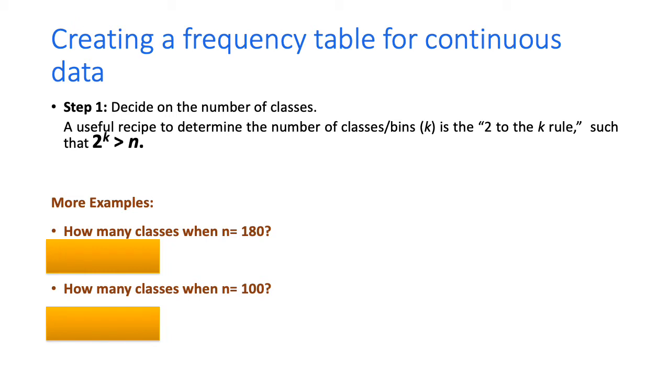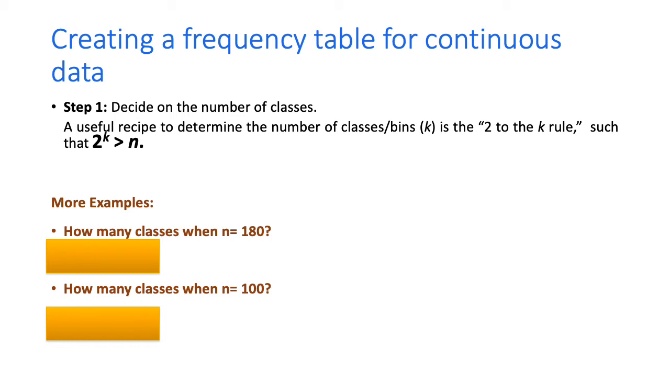So a useful recipe to determine the number of classes or bins is what's called the 2 to the k rule. What we're doing in this case is raising 2 to the kth power so that it is greater than the number of our observations, typically greater by the smallest amount. So let's try it for our sample for the Applewood auto sales. N is 180.